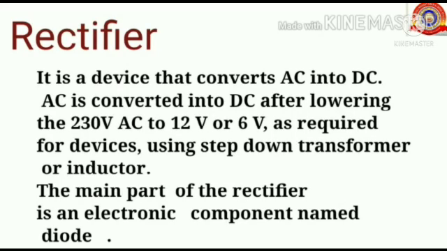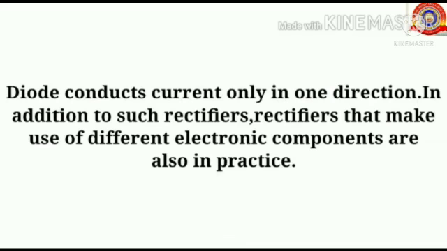So what is a rectifier? It is a device that converts AC into DC. AC is converted into DC after lowering the 230 volt AC to 12 volt or 6 volt as required for devices. A step-down transformer or inductor is used for this purpose. The main part of the rectifier is an electronic component named diode. Diode conducts current only in one direction. In addition, rectifiers that make use of different electronic components are also in practice.